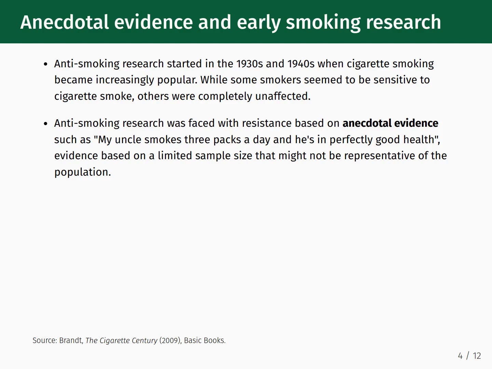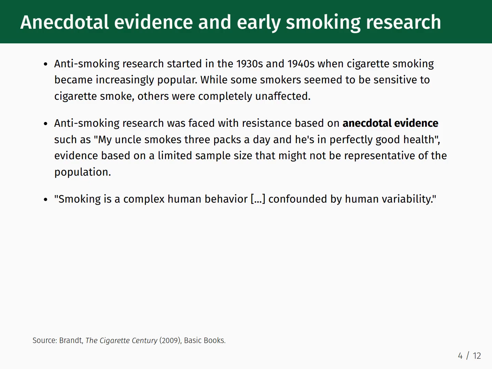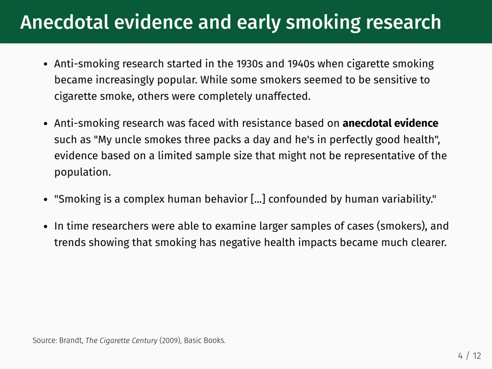Early research on smoking continued to encounter difficulties in linking smoking to poor health outcomes, due in large part to the difficulty in gathering a representative sample, as smoking is a complex human behavior confounded by human variability. However, over time, this problem receded as researchers were able to analyze larger samples of cases, and the trend showing that smoking has negative health impacts became much clearer. With these examples in mind, you might wonder why it is that we use sampling at all.